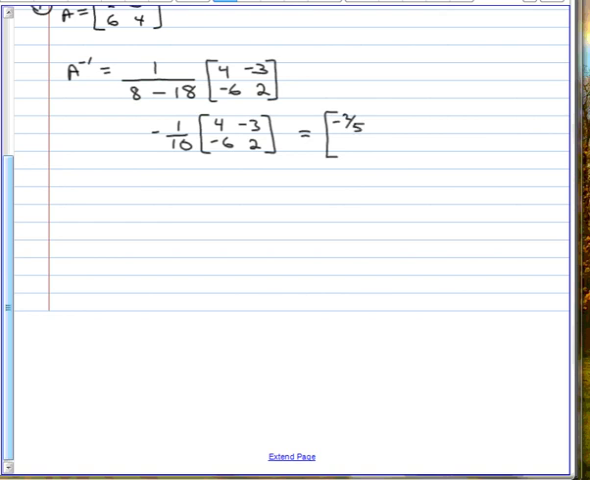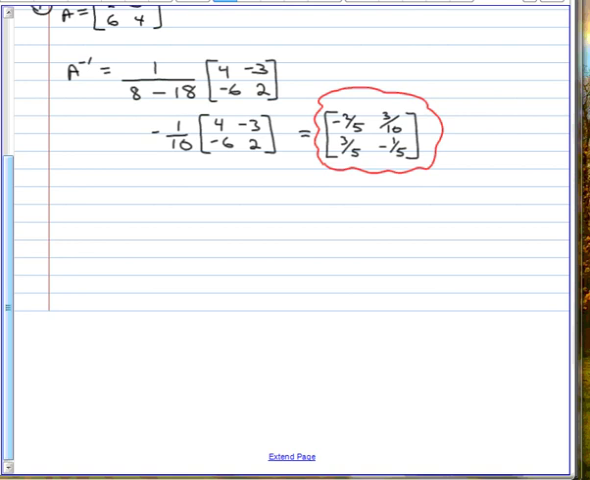3/10, I'm going across. What do we have? 6/10, which is 3/5. And negative 2/10 or negative 1/5. Now that is the inverse. So I'll let you write that down.